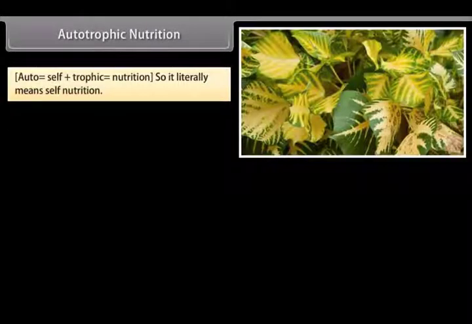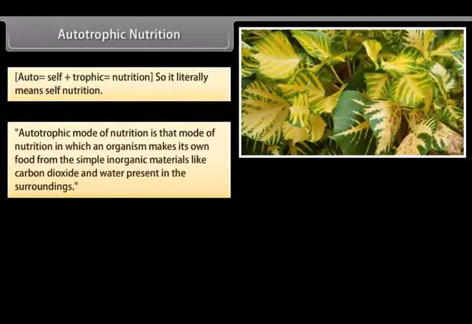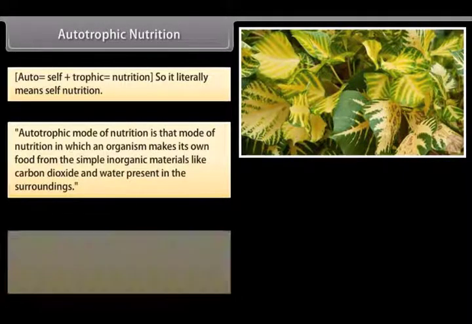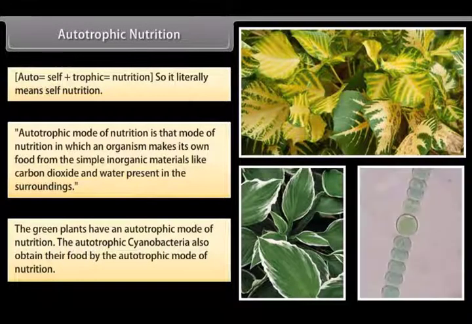Autotrophic nutrition. Auto means self and trophic means nutrition, so it literally means self-nutrition. Autotrophic mode of nutrition is that mode of nutrition in which an organism makes its own food from simple inorganic materials like carbon dioxide and water present in the surroundings. The green plants have an autotrophic mode of nutrition. The autotrophic cyanobacteria also obtain their food by the autotrophic mode of nutrition.